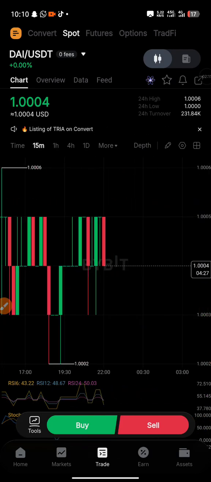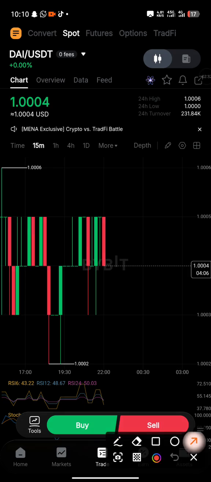Alright, so all we need to do, we're going to buy DAI. After we purchase DAI, we're going to trade it against ETH. And after we trade it against ETH, we'll come back again to trade it against USDT for profit. So without waste of time, let's quickly proceed. All you need to do is come to this place to buy.